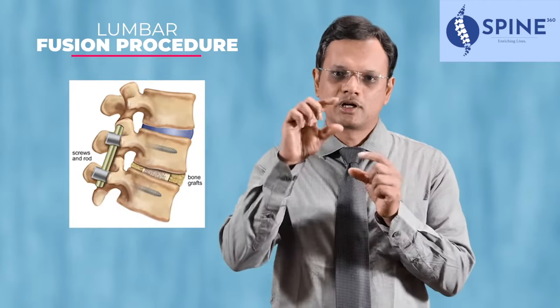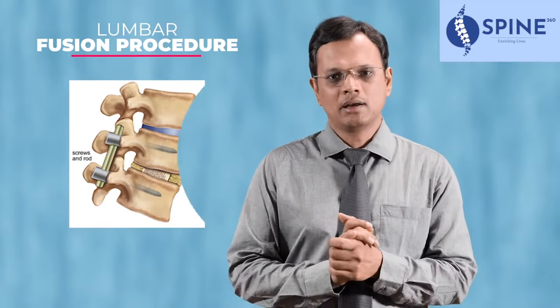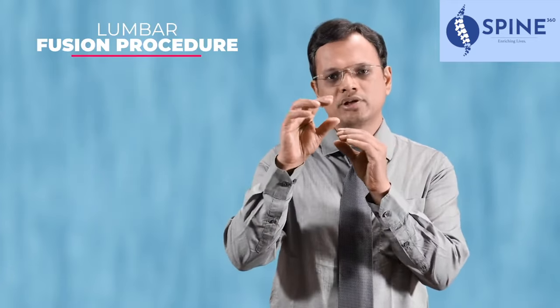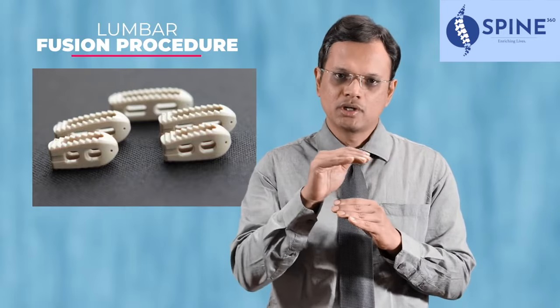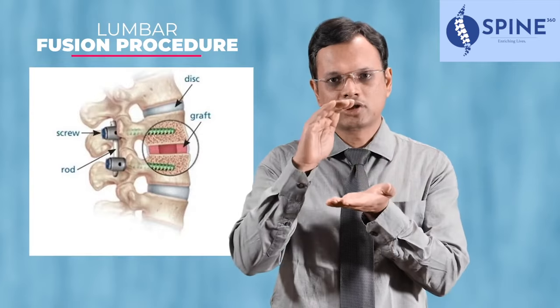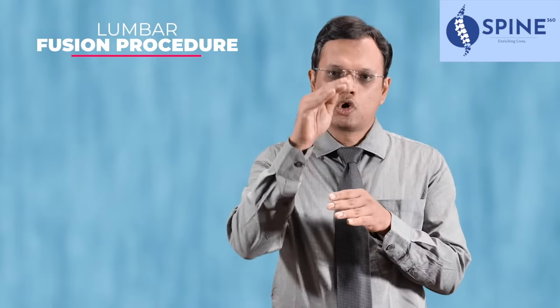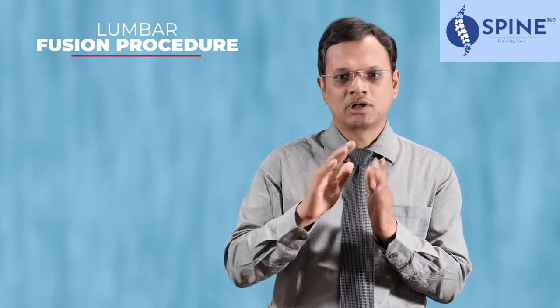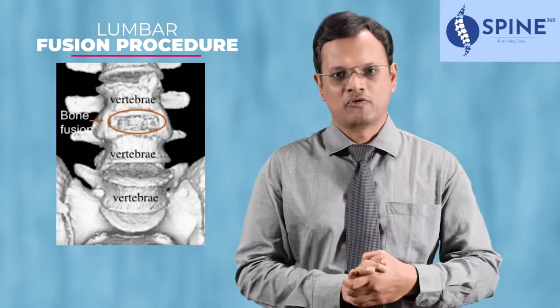That means there are two separate vertebrae in the lumbar spine, that is the lower back, and we do a procedure wherein we put some artificial bone in between the two vertebrae, and fix them with screws and a rod so as to stabilize that segment, so that over a period of time the bone grows from one vertebra to the other and these two are fused together. So that is what ultimately a lumbar fusion means.